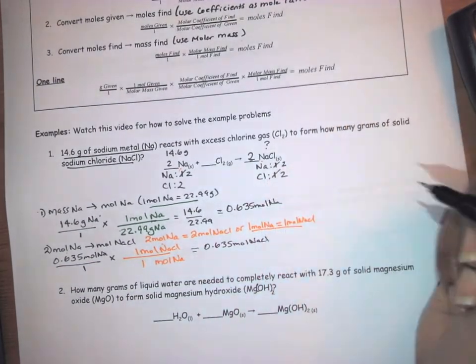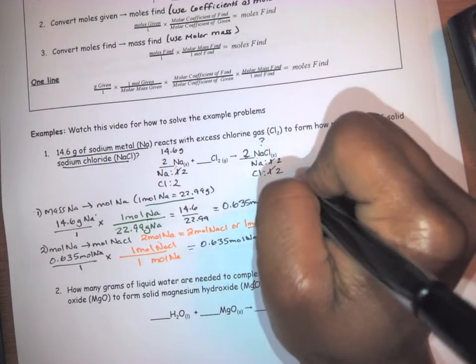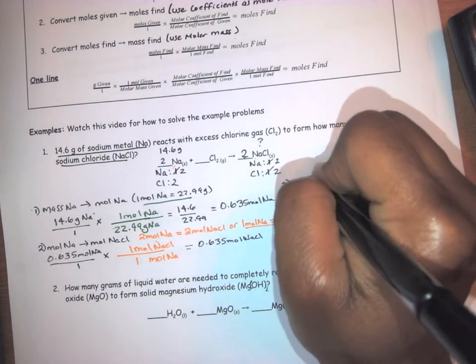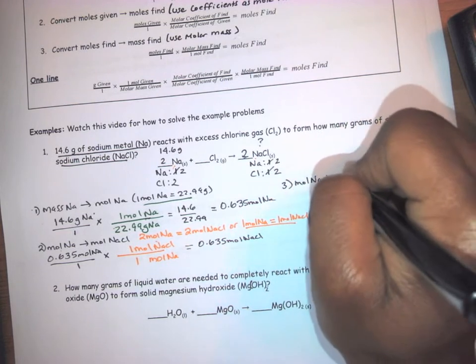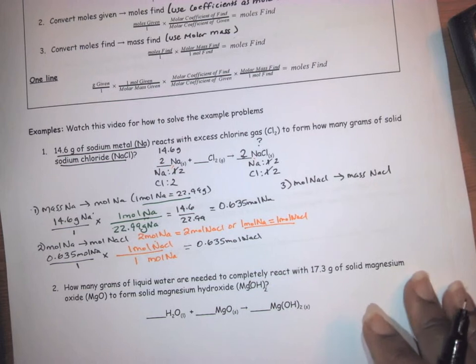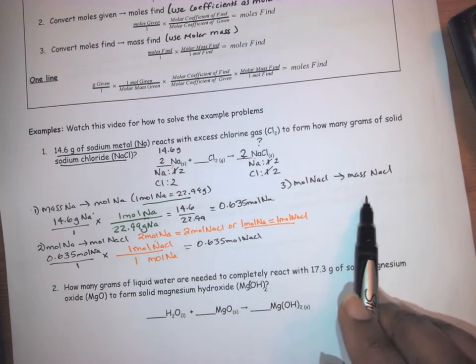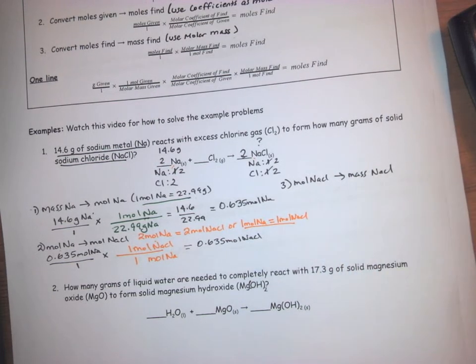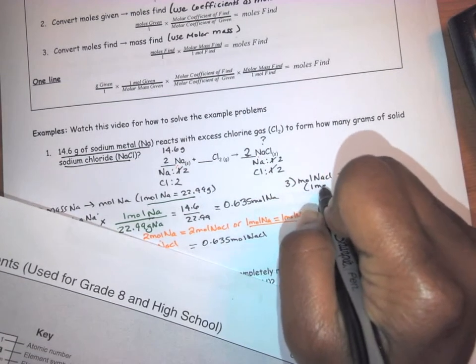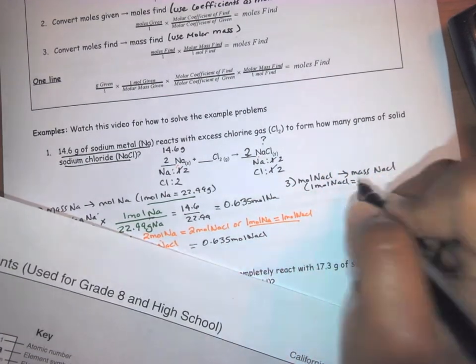Okay, the last step that we need to do is to go from our moles of NaCl to the mass of NaCl. And to do that last step, we again need to use the molar mass. So I have to go to my periodic table. So look at 1 mole NaCl is equal to what?